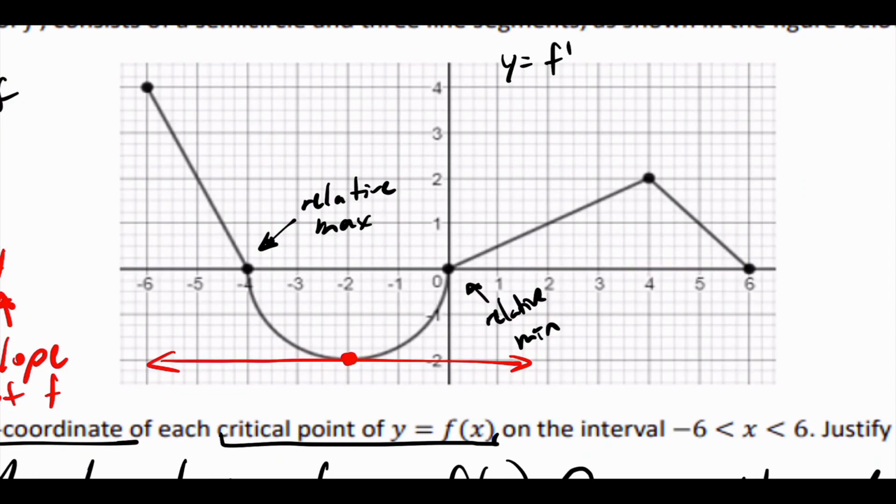How did we know we have an inflection point at -2? What did we say? We had an inflection point at -2 because what? Okay. So what's true about the slope being 0?